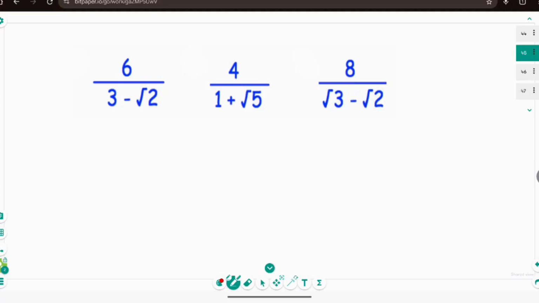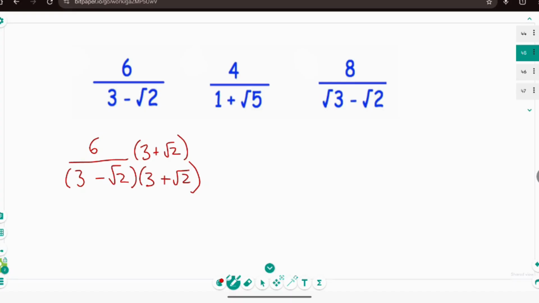So for this top one, I'll do them all on separate pages. The minus needs to be a plus. Everything else stays the same. Because I've multiplied the denominator by 3 plus root 2, I also need to multiply the numerator. Numerator, 6 times 3, 18. 6 times root 2, 6 root 2.